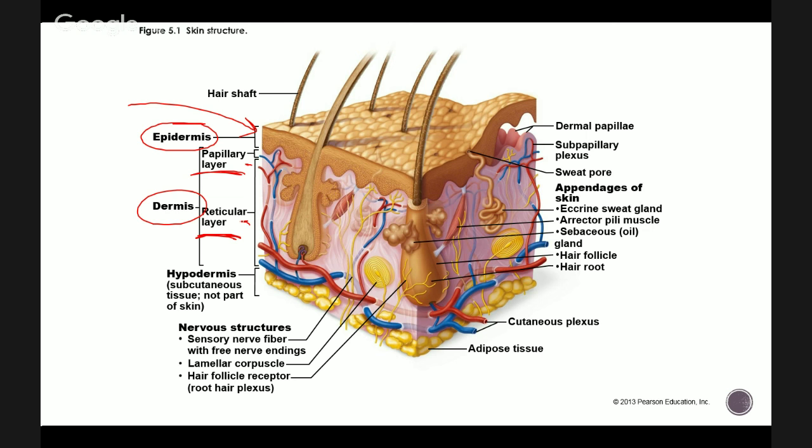What we see here is that the epidermis is basically made up of multiple layers of epithelial cells. This would be the stratified squamous epithelial tissue that we talked about. What's the function of stratified squamous epithelial tissue?